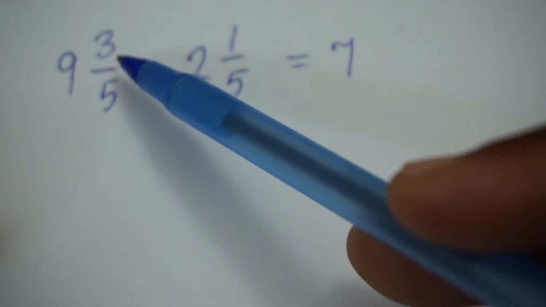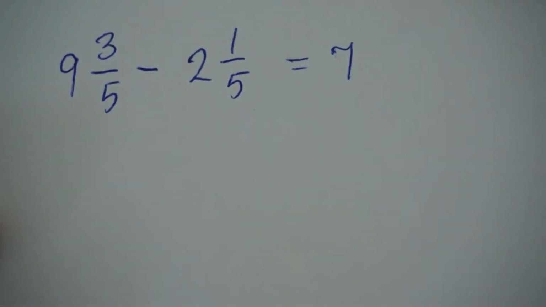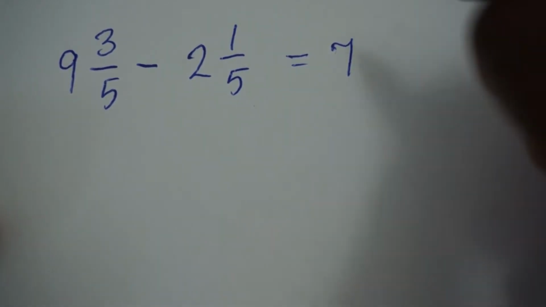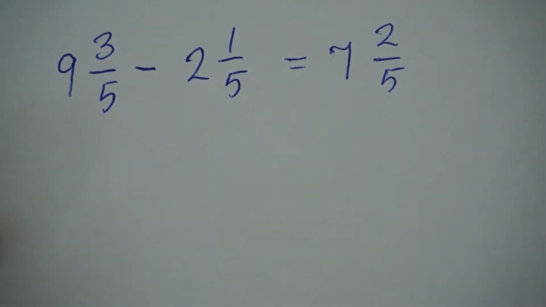And then I subtract my fraction with my fraction. The two fractions have the same denominator, so I can just say 3 over 5 minus 1 over 5, that gives me 2 over 5. And that's my answer.